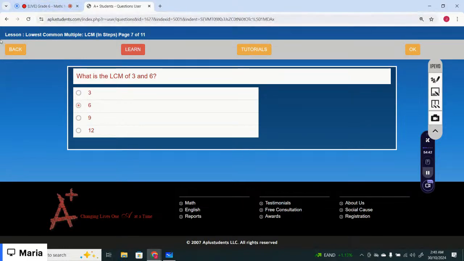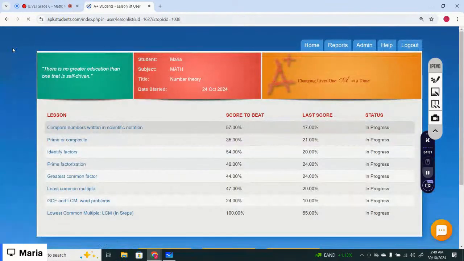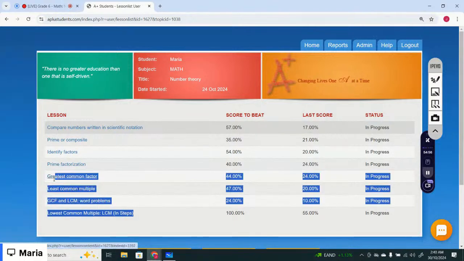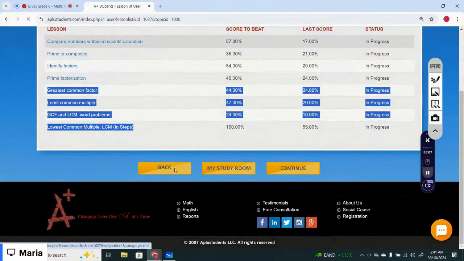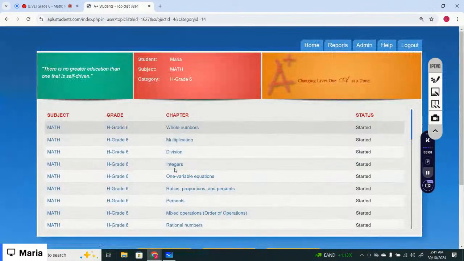Okay, you can complete the lesson by yourself later today. So we were working on grade 6 math. The chapter we were working on is number 3. The lessons we have covered today are greatest common factor, least common multiple, GCF and LCM word problems, and then least common multiple. So please make sure before the next session you complete all the practice questions for the lessons we just did. That is your homework until next session.